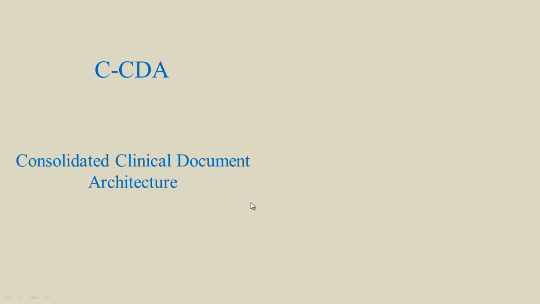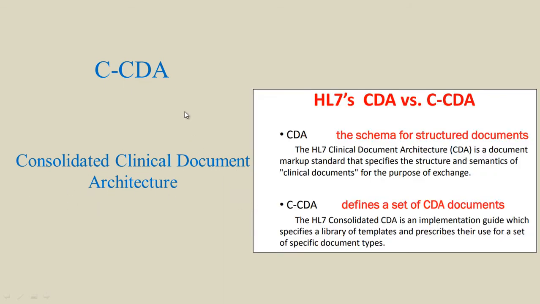C-CDA. Consolidated Clinical Document Architecture. First we'll see CDA, the schema for structured documents. The HL7 Clinical Document Architecture is a document markup standard that specifies the structure and semantics of clinical documents for the purpose of exchange. C-CDA defines a set of CDA documents. The HL7 Consolidated CDA is an implementation guide which specifies a library of templates and prescribes their use for a set of specific document types.